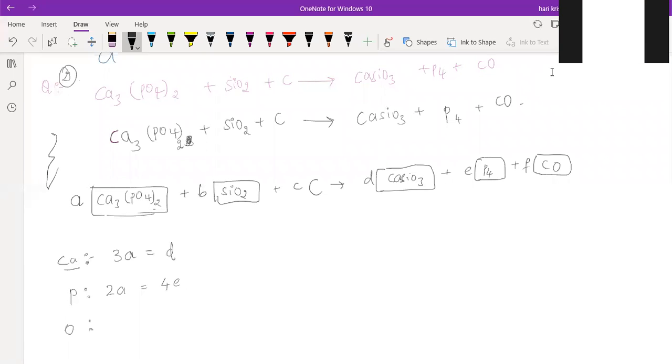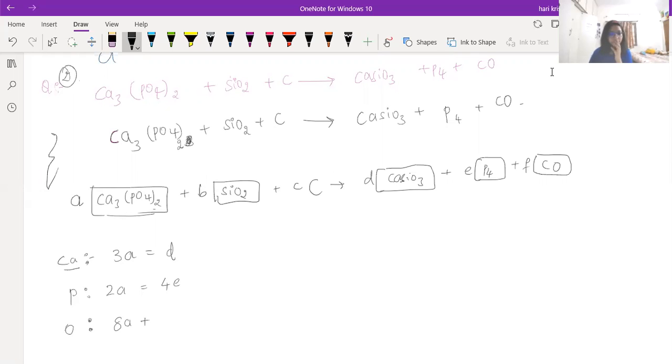Next one we'll take for the oxygen. If you write the equation for the oxygen properly, you'll get everything perfect. How many oxygens are there here? 8A plus 2B. 8A is correct, right? Everyone is clear with this 8? Because 4 into 2 is 8, 8A plus 2B, again there are two oxygens in the B compound.